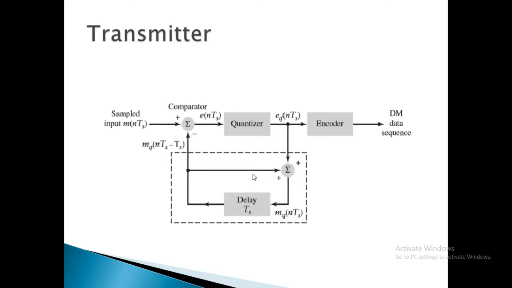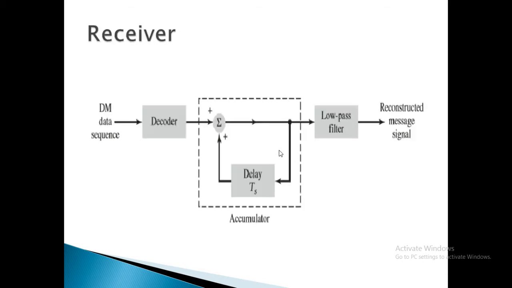This is the accumulator. The accumulator accumulates the previous staircase approximation. The encoder provides the number 0 or 1, depending upon plus delta or minus delta. This is the transmitter, and this is the receiver. The decoder in the receiver performs the opposite operation of the encoder. In the encoder the staircase approximation is converted into a number, and in the decoder the number is converted into the staircase approximation.